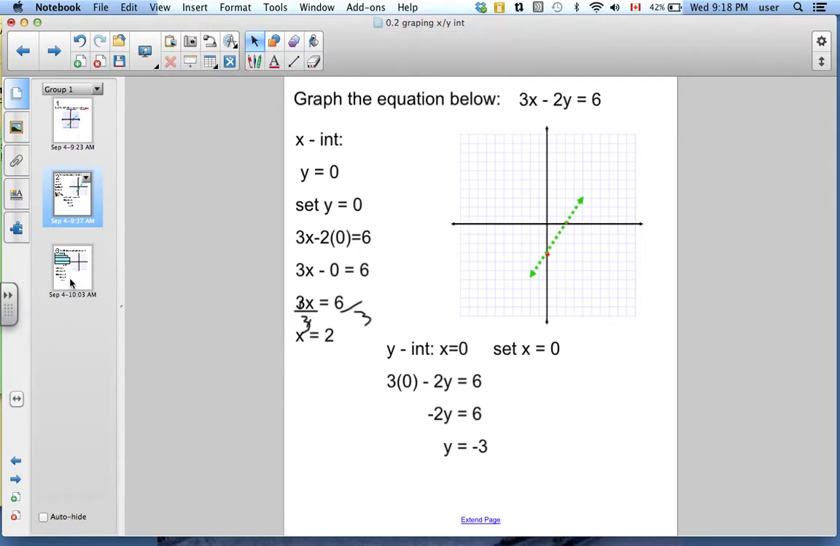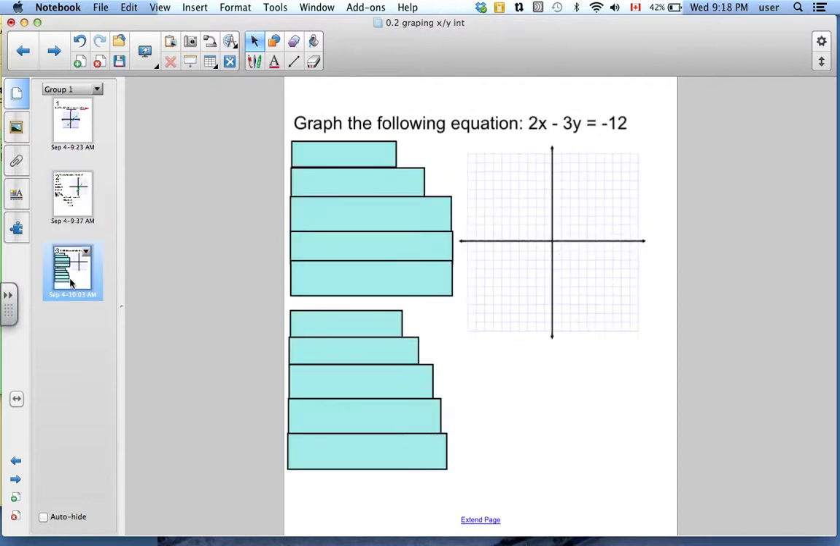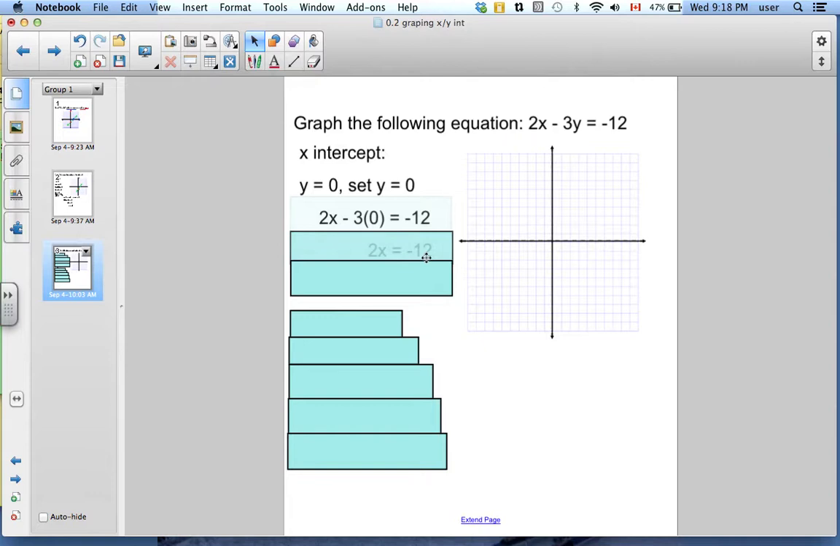We're going to do one more example quickly. So graph the following equation. 2x minus 3y equals negative 12. So to start, we want to find our x-intercept. When we have our x-intercept, we know that y is equal to 0, so we can set y equal to 0. So you'll have 2x minus 3 multiplied by 0 equals negative 12. So you'll have 2x minus 0 equals negative 12, but you don't need to write that 0. So you're left with 2x equals negative 12.